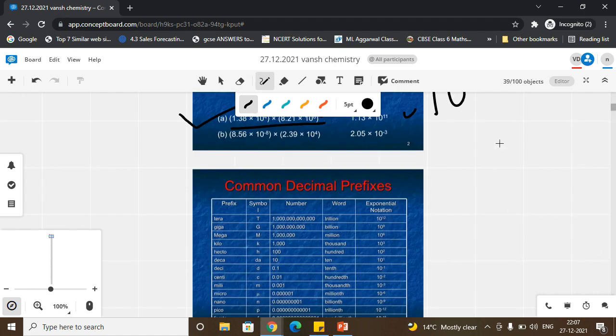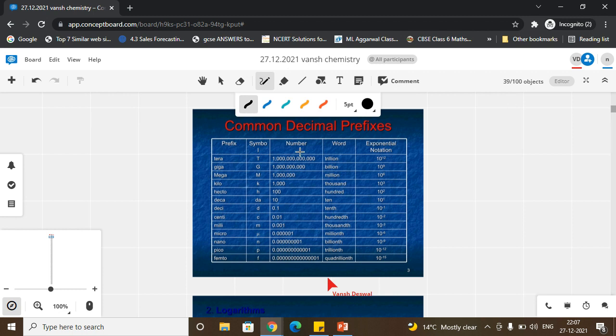Okay, these are the common decimal prefixes. The most important ones to know are tera, giga, mega, kilo, hecto, and most importantly these two: micro, 10 to the power of minus 6, nano, 10 to the power of minus 9, and pico, 10 to the power of minus 12. In exams, they might not give you what 1 nano or 1 pico is equivalent to. So if you do not write the prefixes correctly, your answer will also be incorrect. So we have to remember this part also.